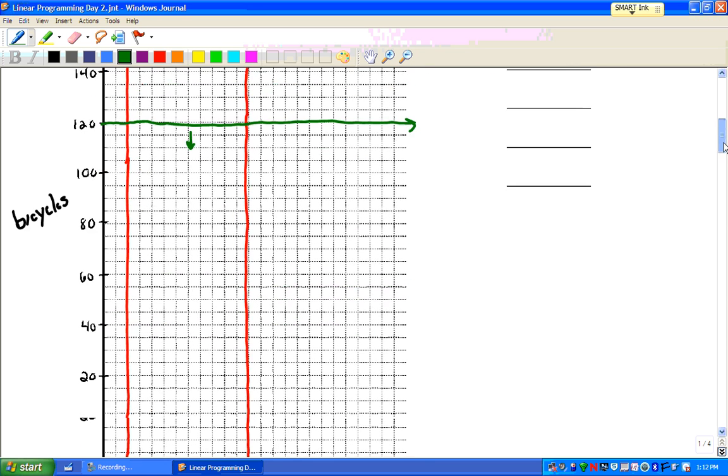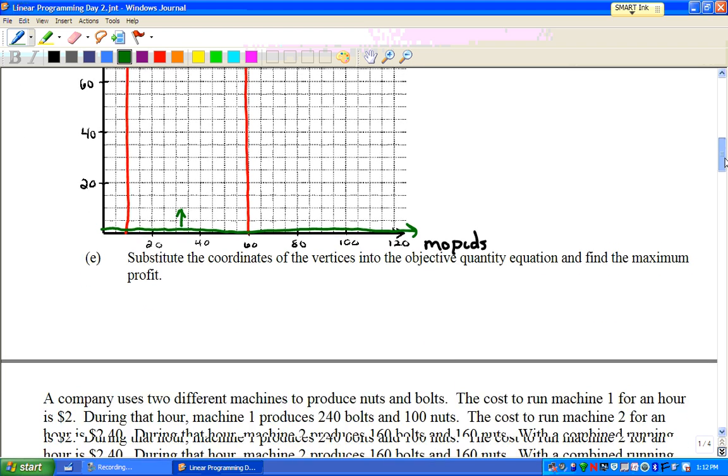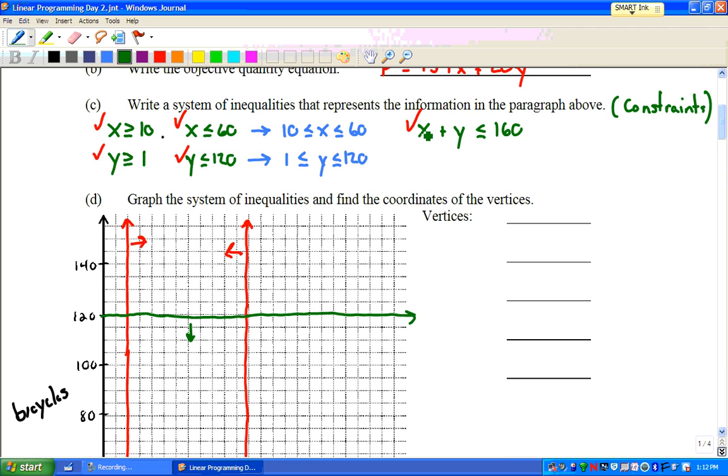All right, but it also has to be greater than 1, and 1 is going to be so close down here to my origin, and we're going to shade this way. So right now I got this box. All right, this is my constraint box right here. Okay, but the last one that we have to graph is this: x plus y is less than or equal to 160.